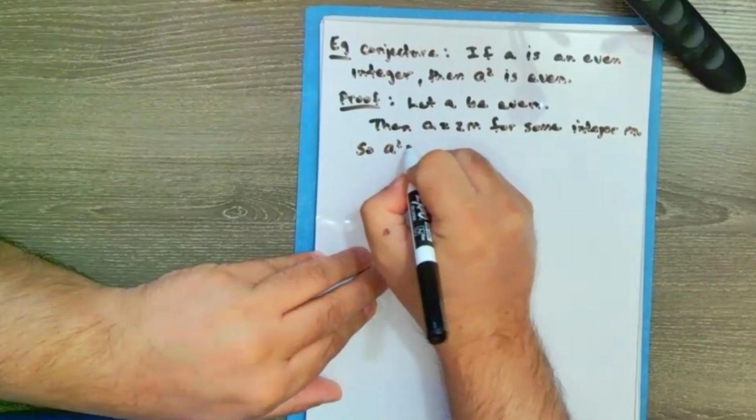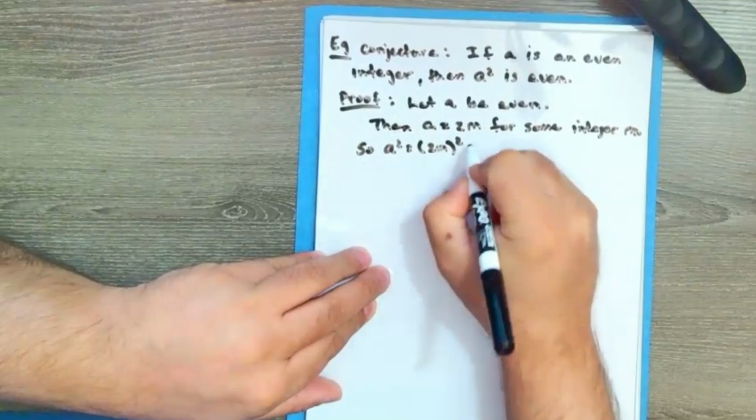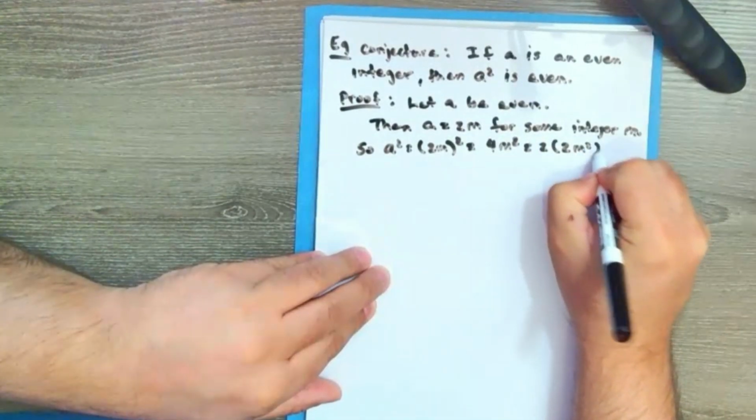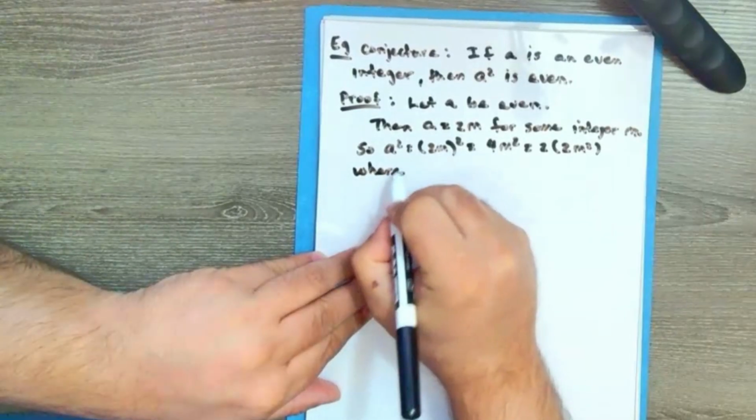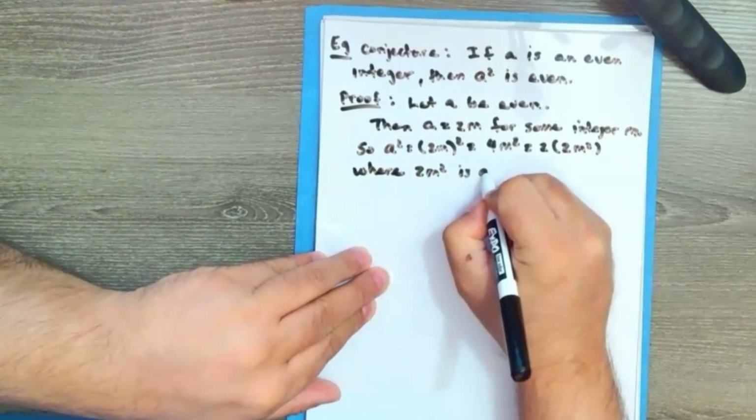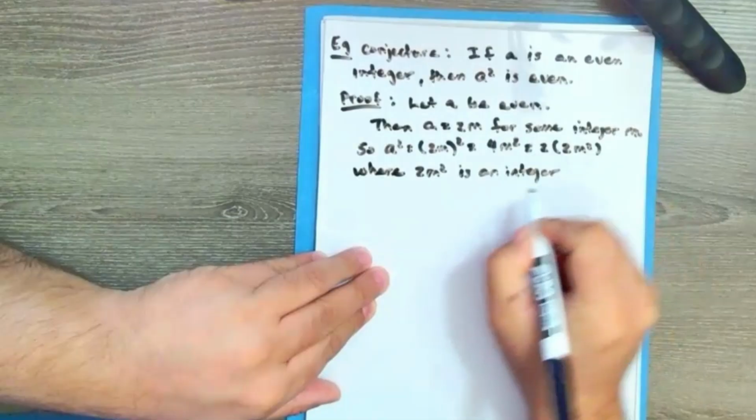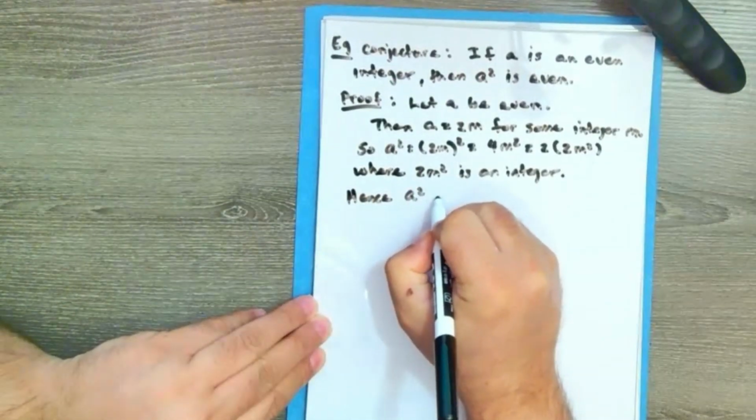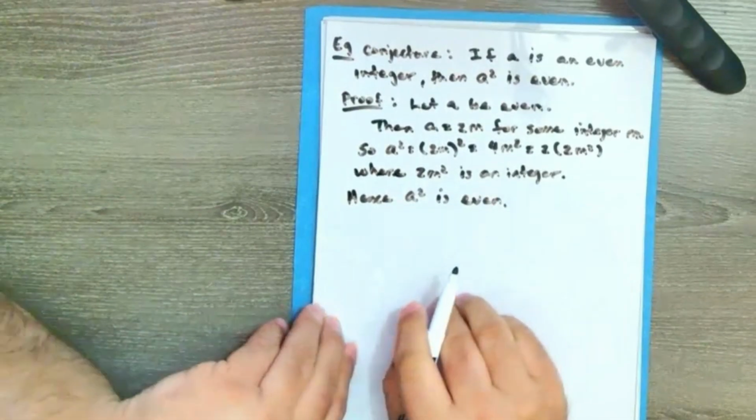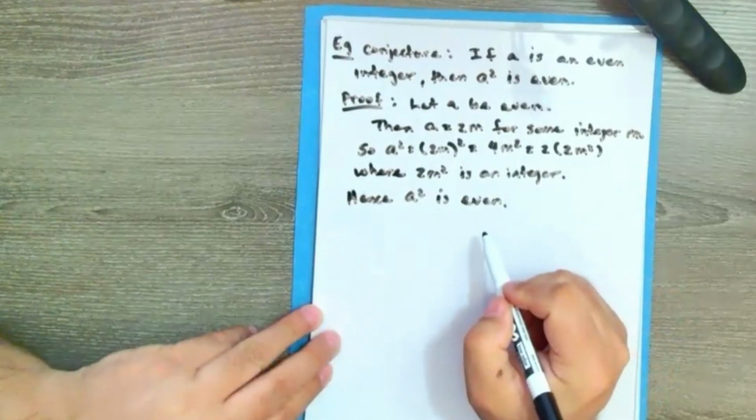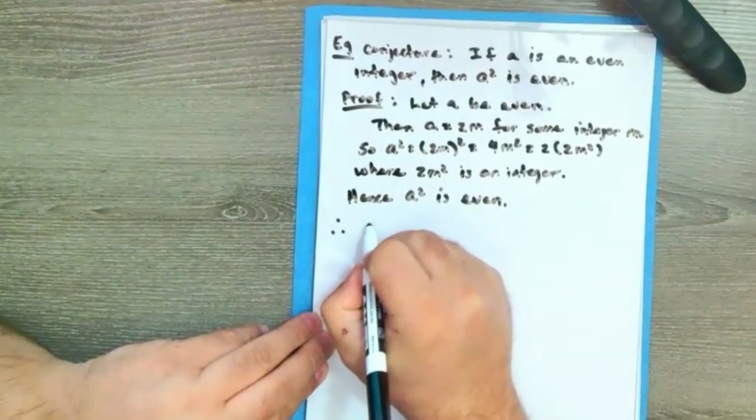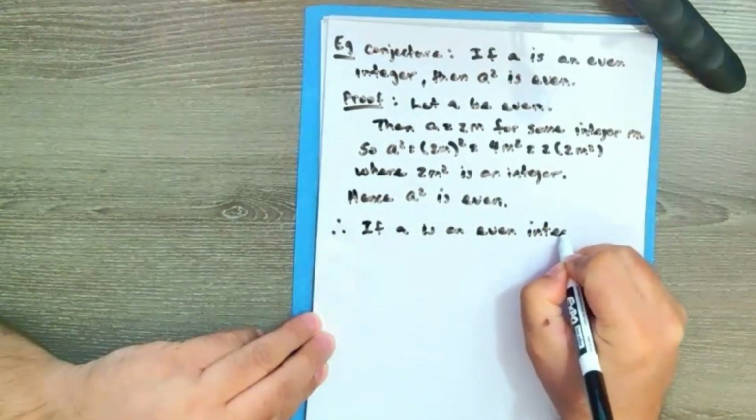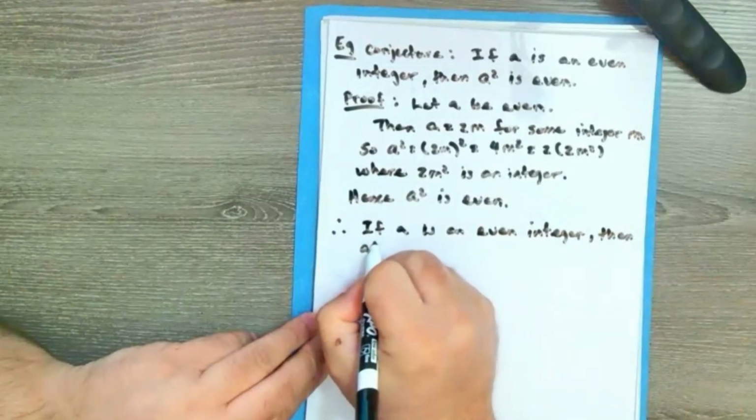And so the square of a is the square of the quantity 2m, which is 4m squared, which we can write as 2 times the quantity 2m squared, where 2m squared is an integer, and hence a squared is even, as it is in the form 2 times some integer, and therefore if a is an even integer, then its square is even.